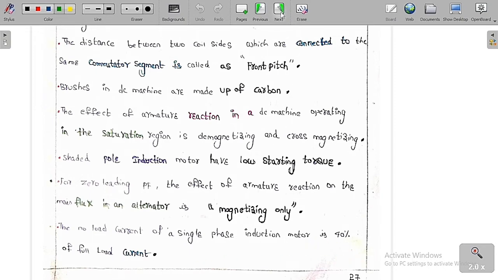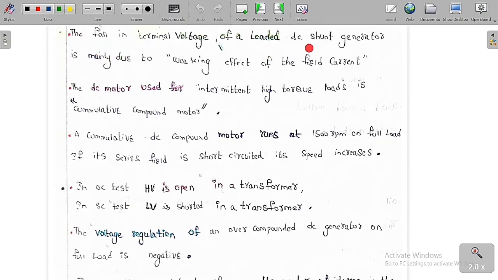The fall in terminal voltage of a loaded DC shunt generator is mainly due to the weakening effect of the field current. I have already told you, the fall in terminal voltage of a loaded DC shunt generator is mainly due to the weakening effect of the field current.